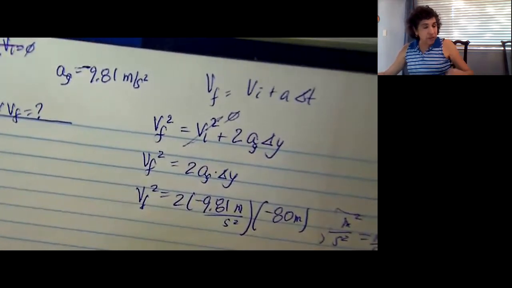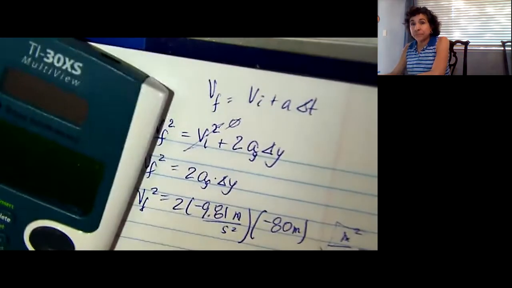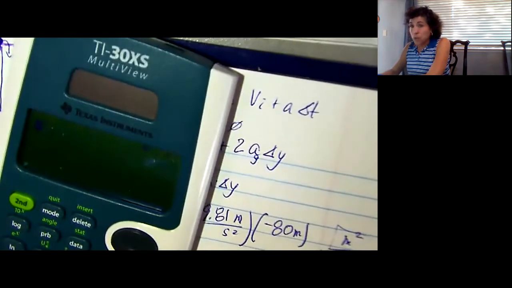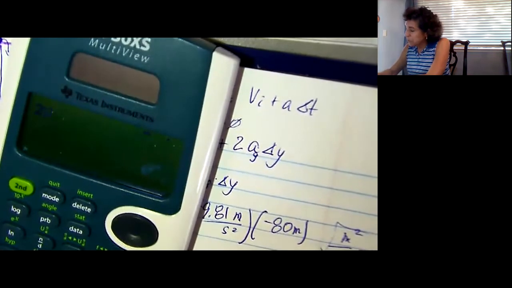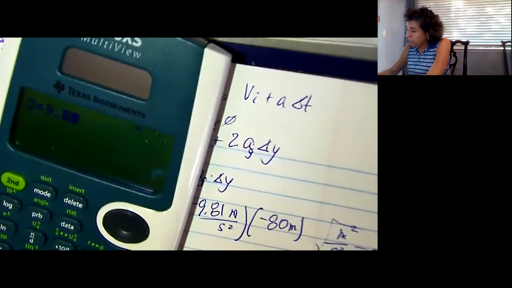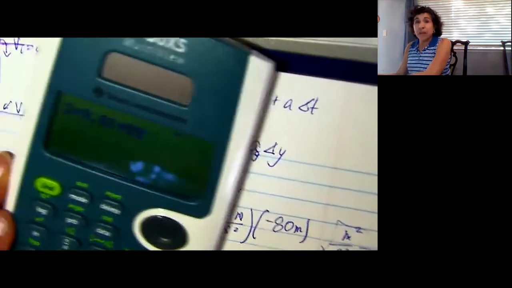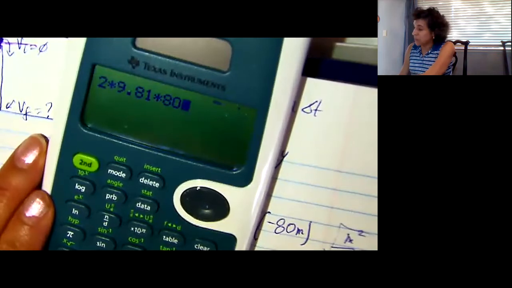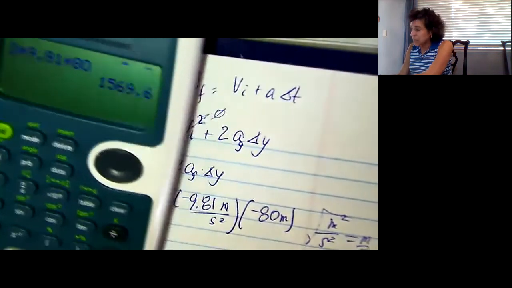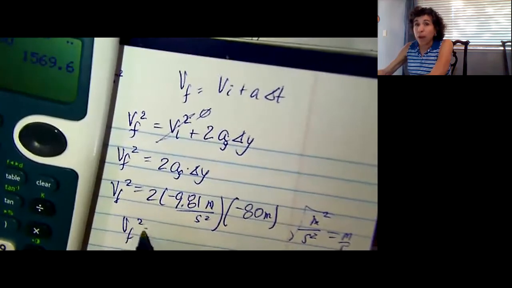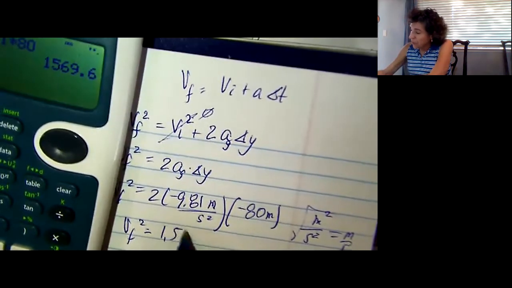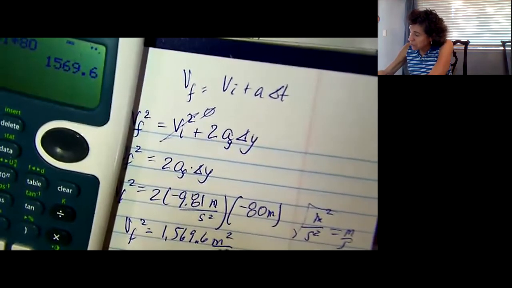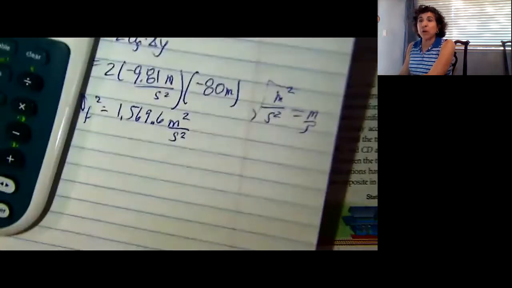I take my calculator and multiply 2 times 9.81 times 80. I didn't put in the negative numbers because I know negative times negative is positive, but you can if you want to. I end up with a positive. So V final squared is 1,569.6 meters squared per seconds squared.